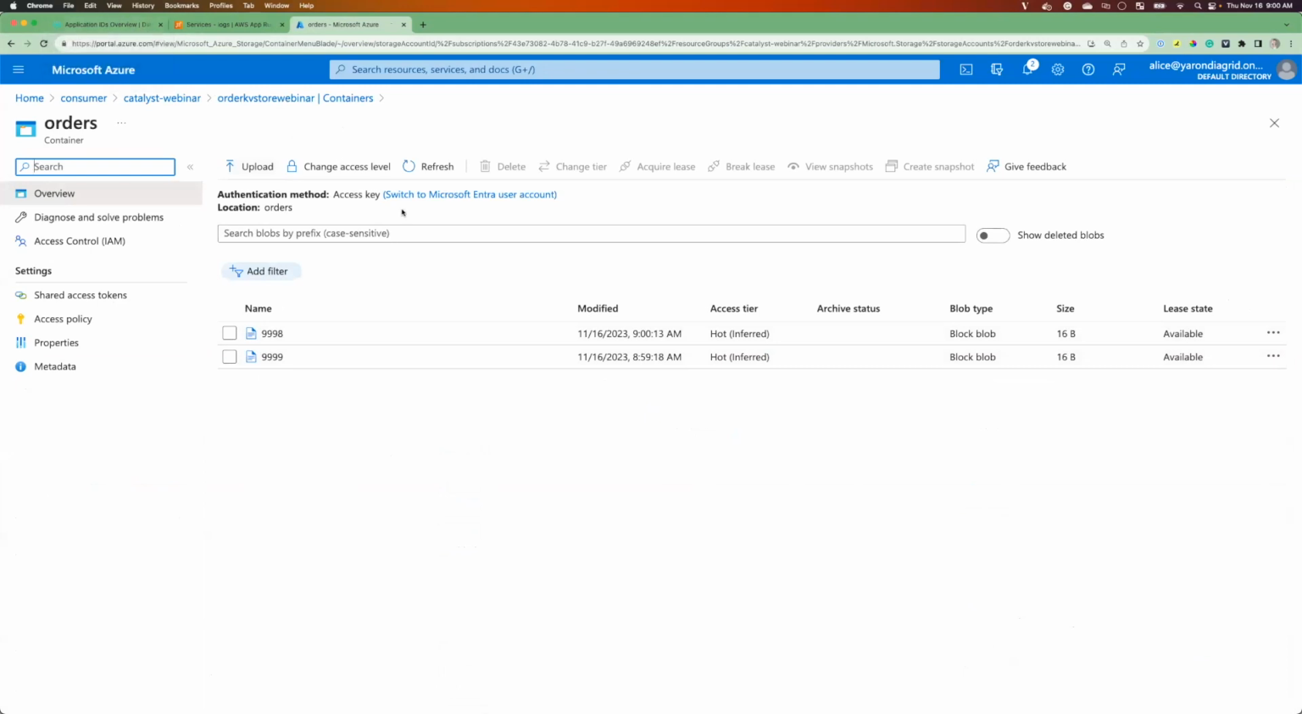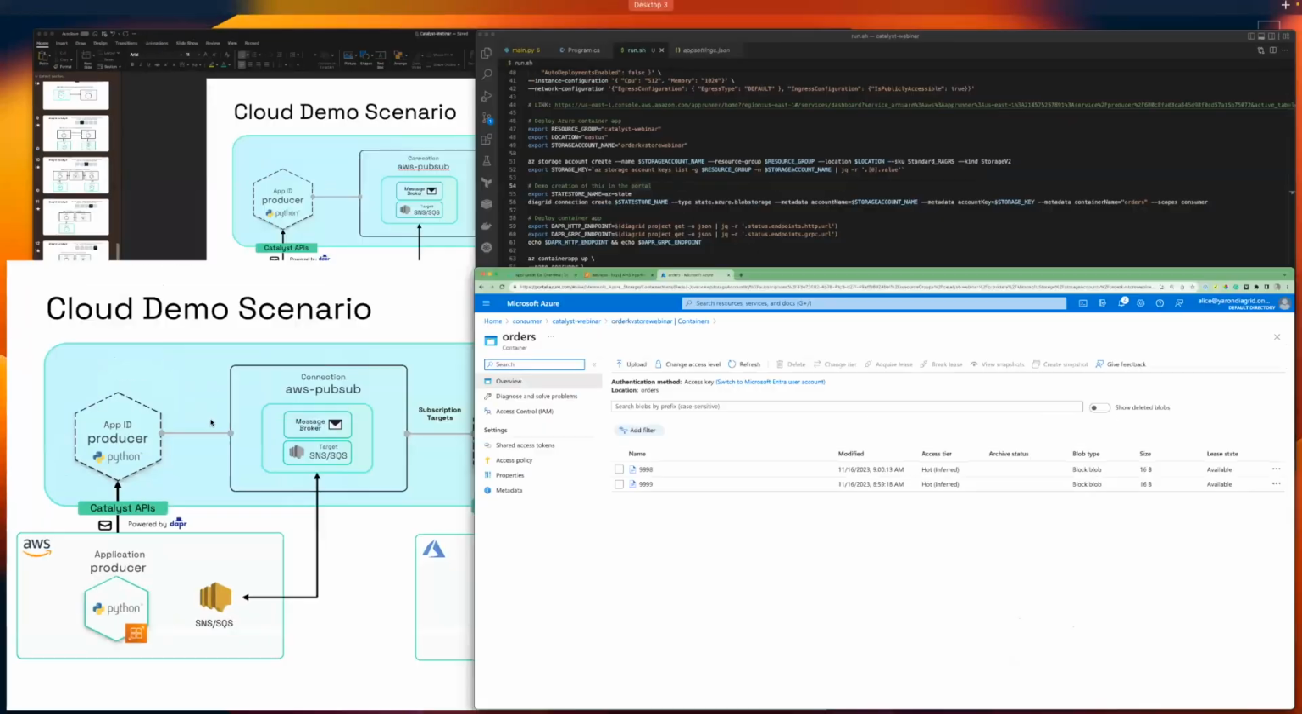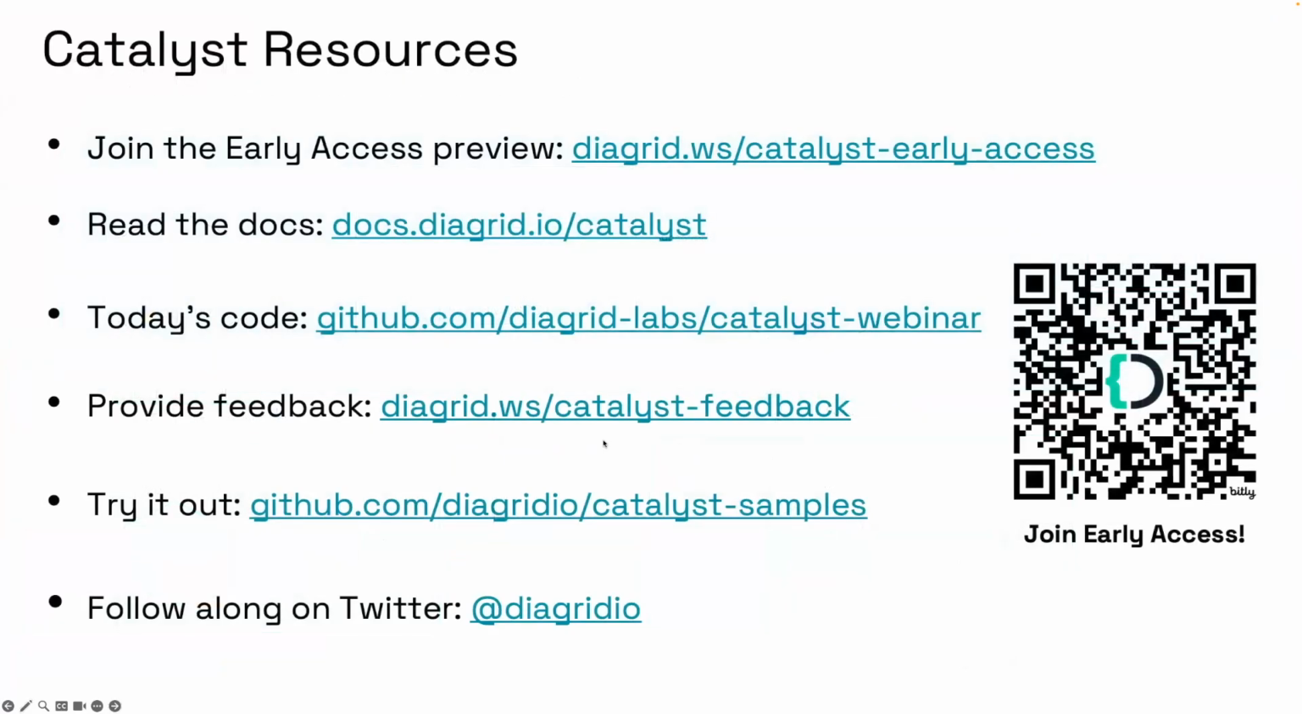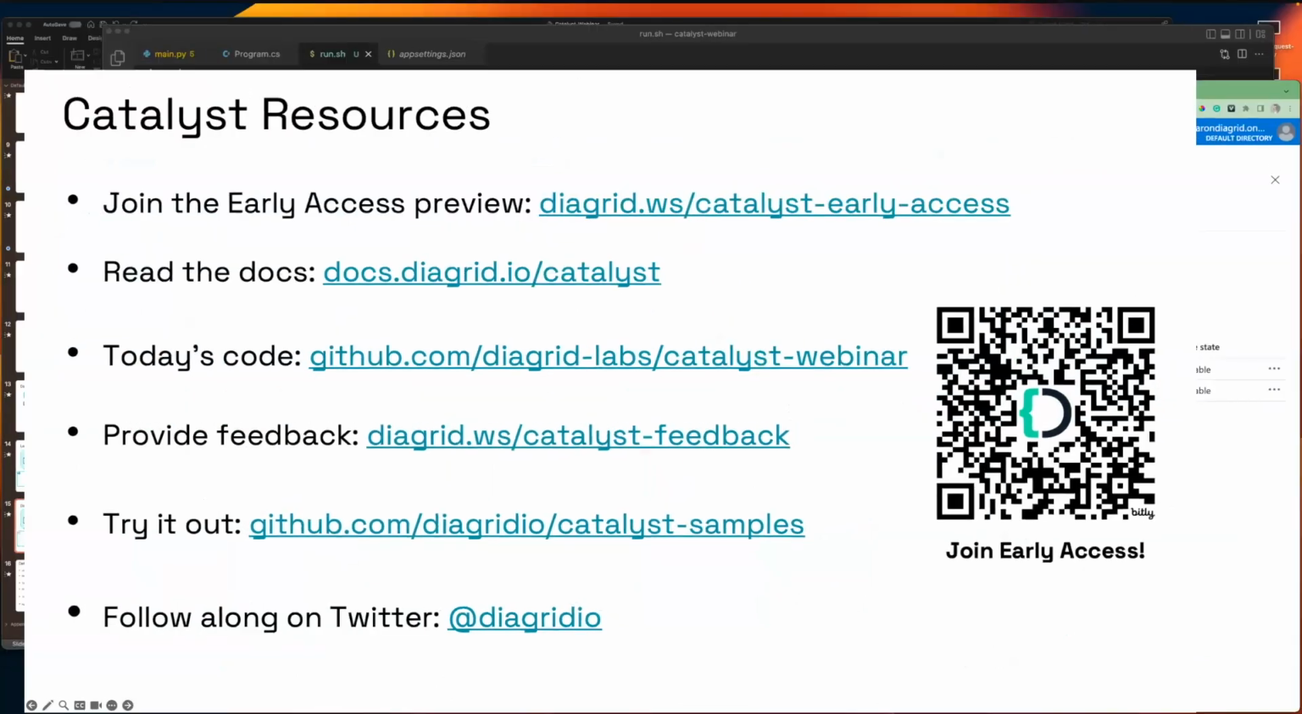So that was a whirlwind demo of the cloud scenario, but I just wanted to jump over and show everyone some Catalyst resources before we have to drop.